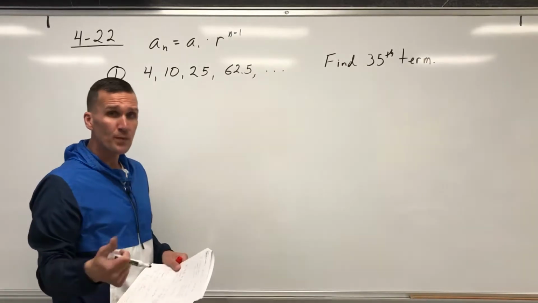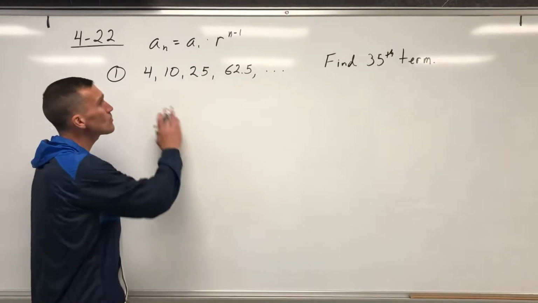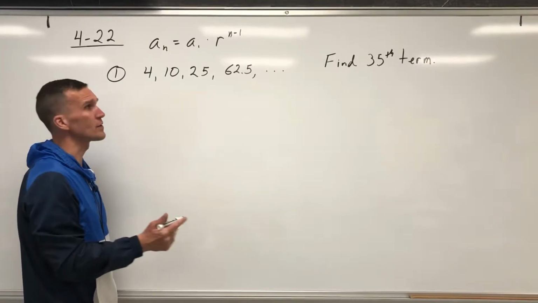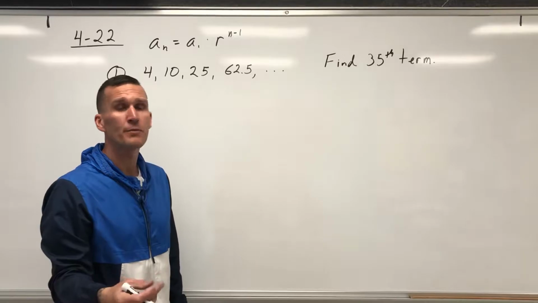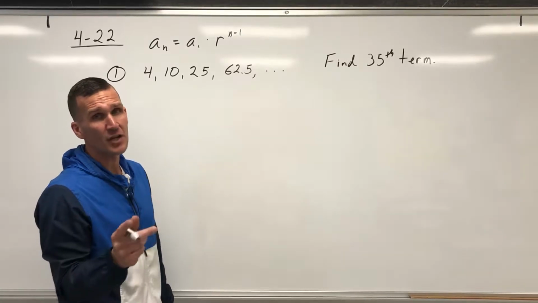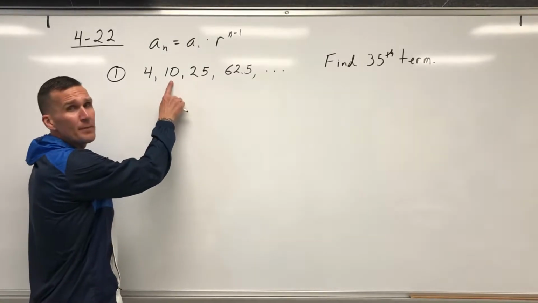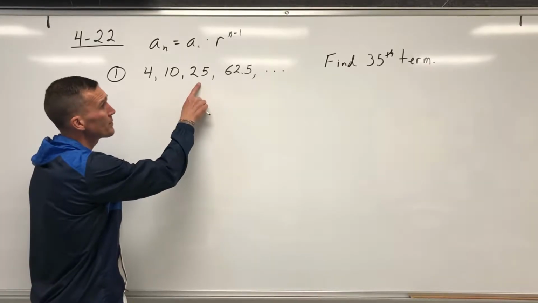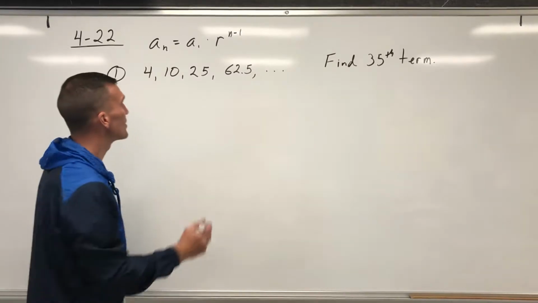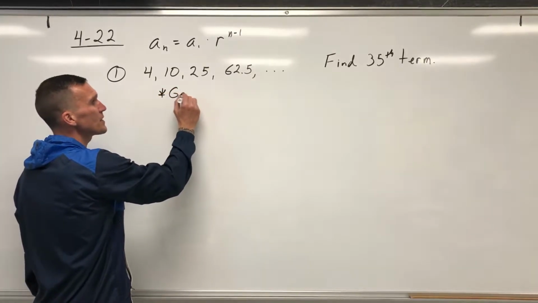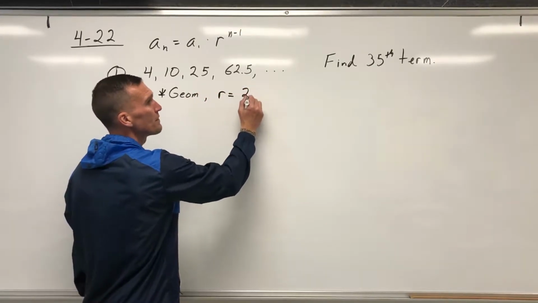Now, we only know arithmetic and geometric. After that, rules can become a little bit challenging to write. So I'm going to see if it is arithmetic first. Add 6, add 15. Since it's not adding or subtracting the same number each time, it's not arithmetic. Next, I check for geometric. Mr. Clendenin should have showed you how to find that common ratio. If you take each number divided by the number in front of it, you get a common ratio. So this is geometric, where you are multiplying by 2.5 each time.